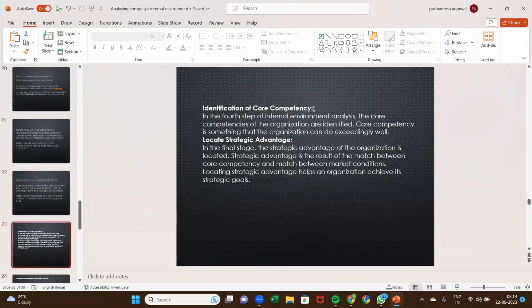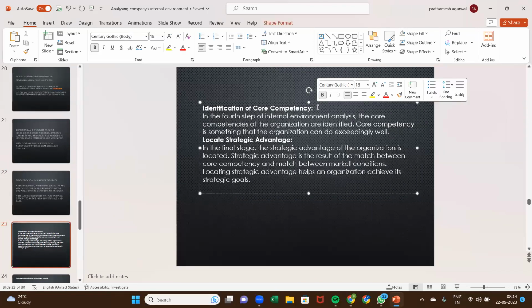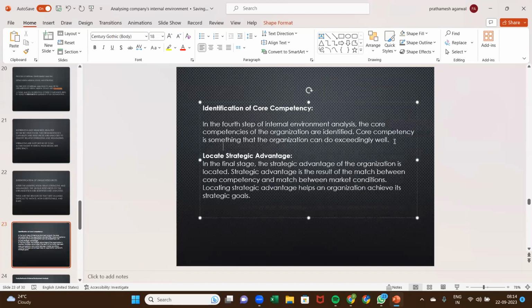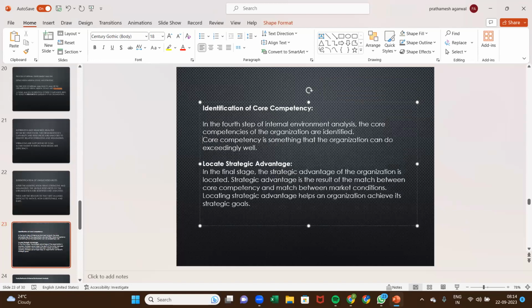Then identification of core competencies. See, certain things are repeated again and again, but you need to keep those terminologies in mind. In the fourth step of internal environment analysis, the core competencies of the organization are identified. Core competency is something that the organization can do exceedingly well. That means in case of manpower, I will say the right person at the right time and at the right place.